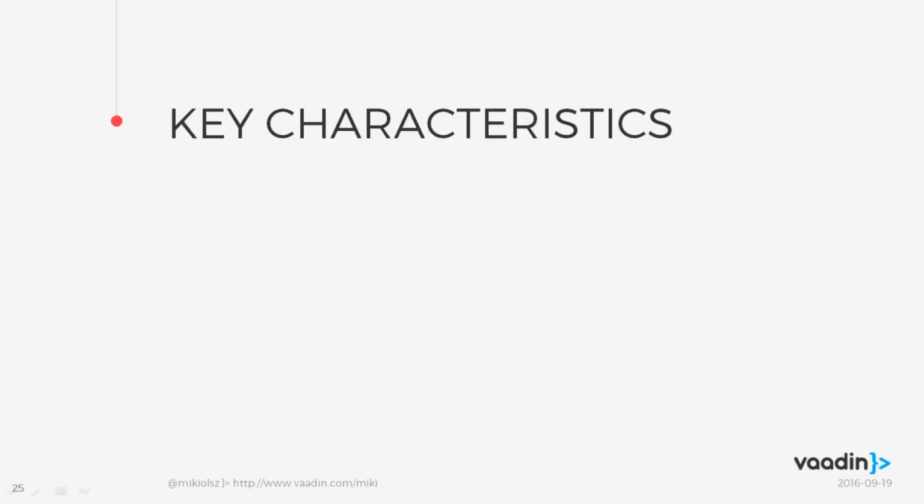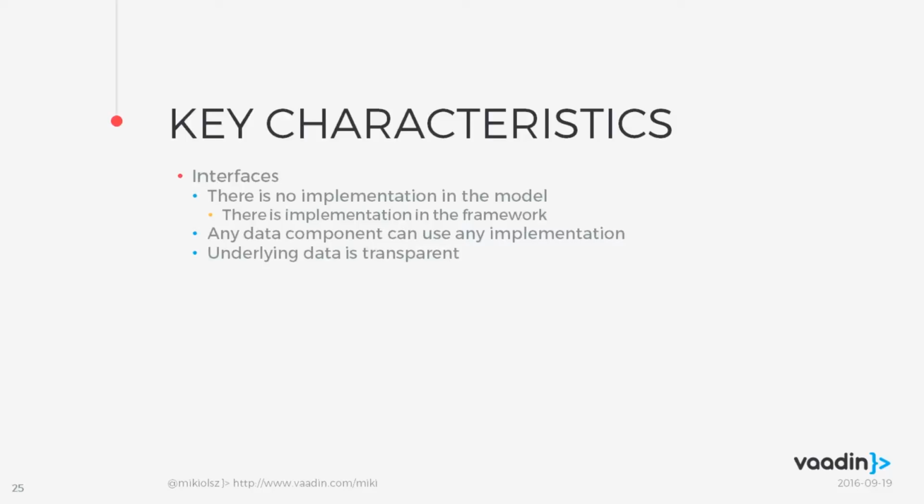A few characteristics about the Vaadin data model. First of all, these are all interfaces. So there is no implementation per se in item, property, or container. The model itself has no implementation. There is implementation in the framework, of course, so that you can use some data sources. But the plus side is that you can implement anything and it will work with the Vaadin Framework components. So whatever data model you have, if you just implement access to it through container, item, and property, you can use any Vaadin components and it will work.